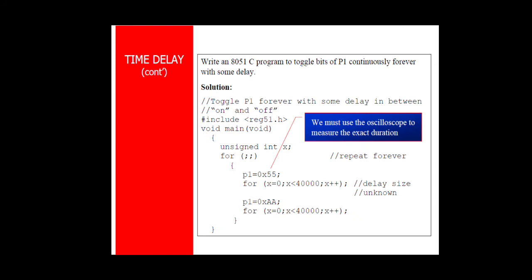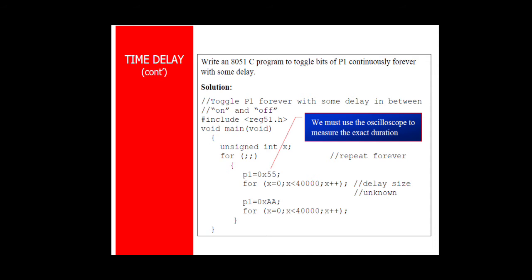Here is a simple example, the same example that we have already seen, but here the delay has been inserted. This is a C program to toggle bits of port 1 continuously forever with some delay in between. So let us see the program. We have an unsigned int variable x, and since we have to toggle the bits continuously forever, inside the for loop no conditions have been written. It's an infinite loop. Here P1, initially we are sending 55H value to port 1.